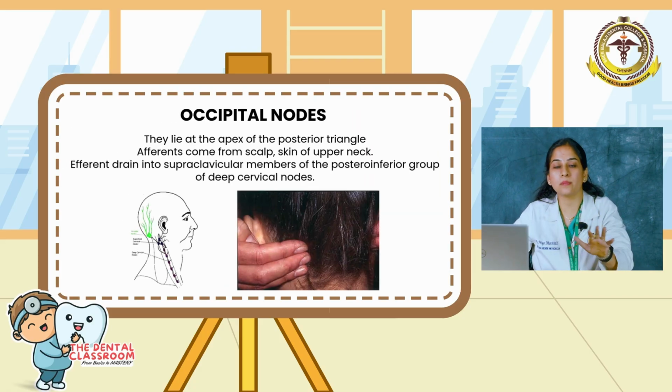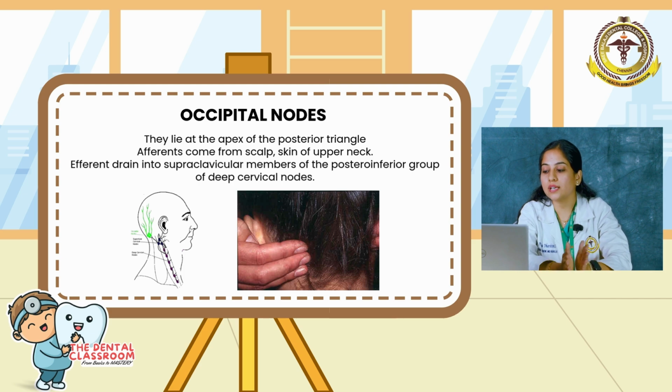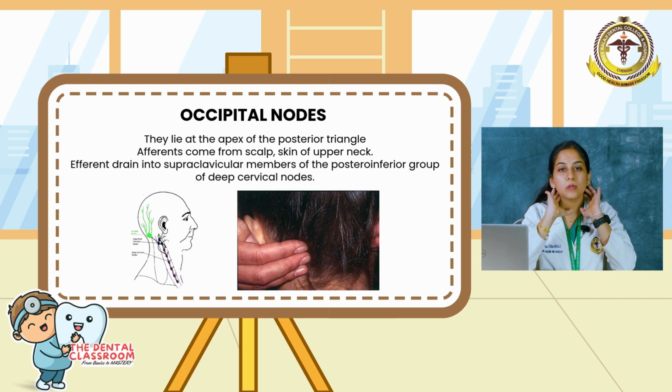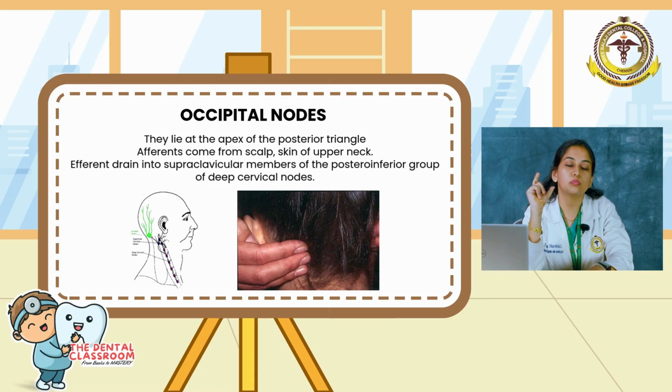Then we see the occipital nodes. Occipital nodes, as we all know, lie in the apex of the posterior triangle, which means behind the head. The efferents drain into the supraclavicular members of the posterior inferior group of the deep cervical nodes. When you palpate for the occipital nodes, it's usually the back of the head and neck region. Then we have completed all the horizontal group, that is the submental, submandibular, posterior auricular and the occipital.